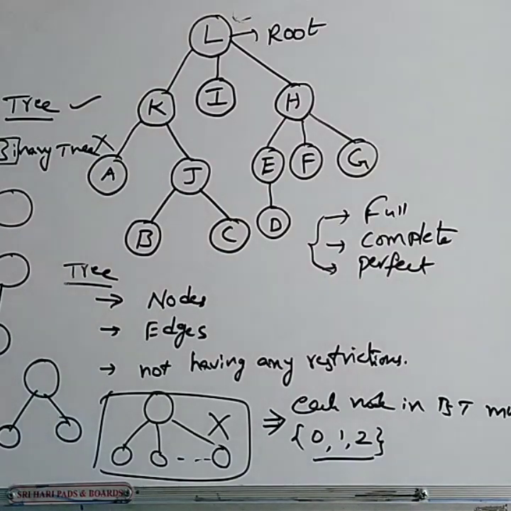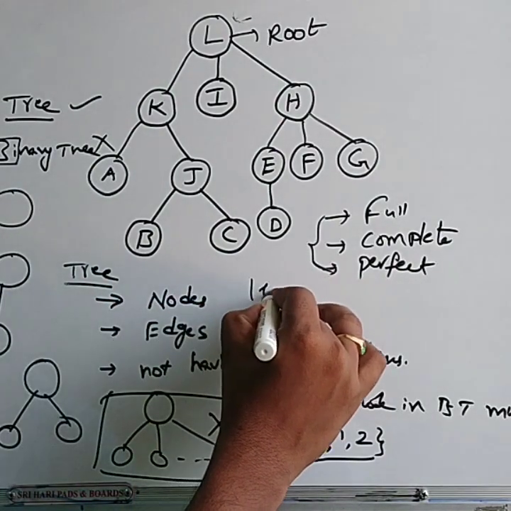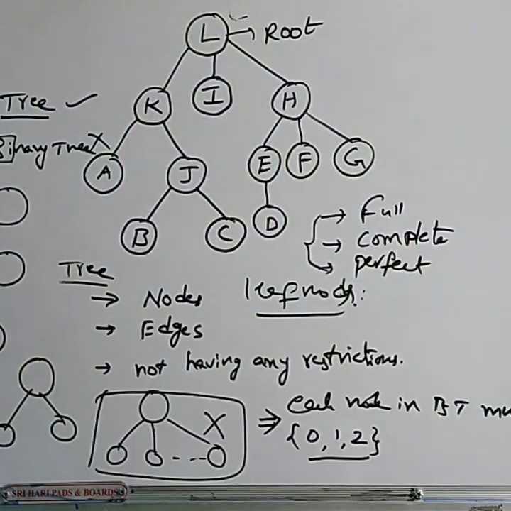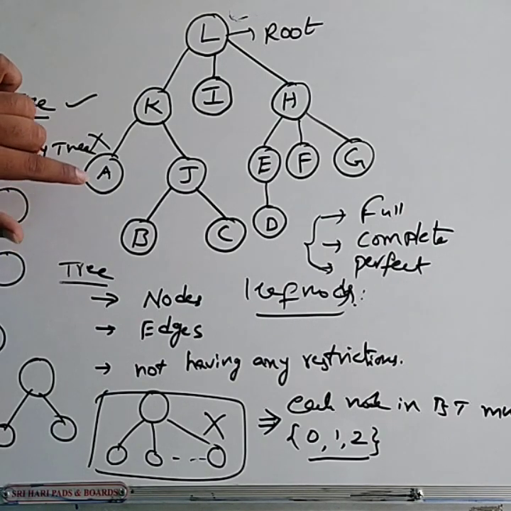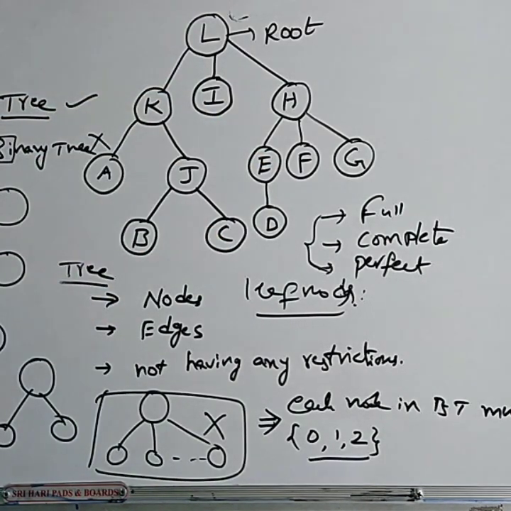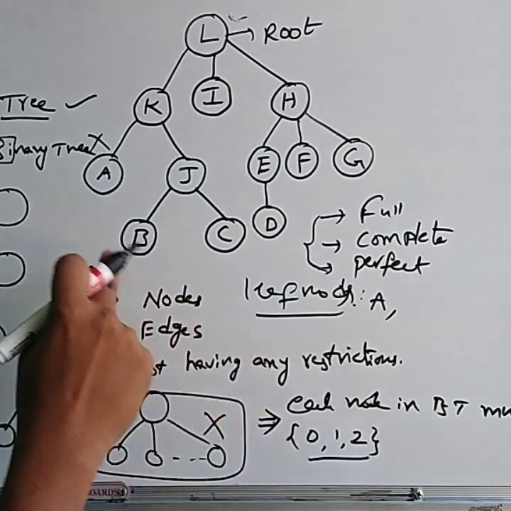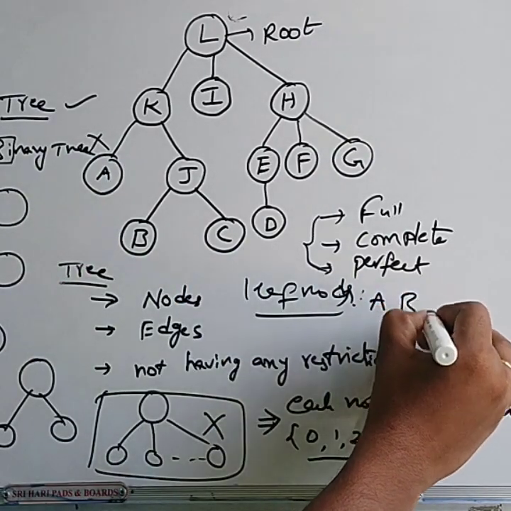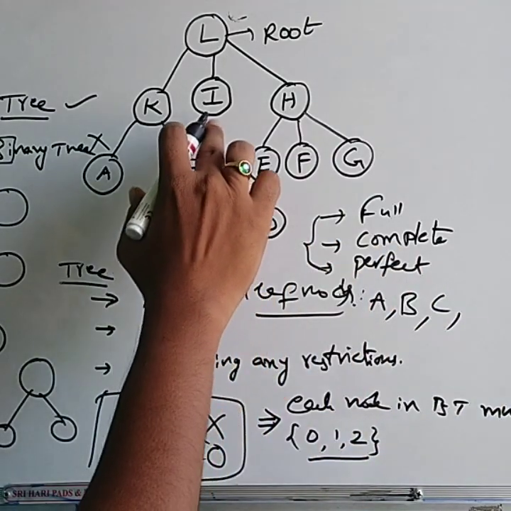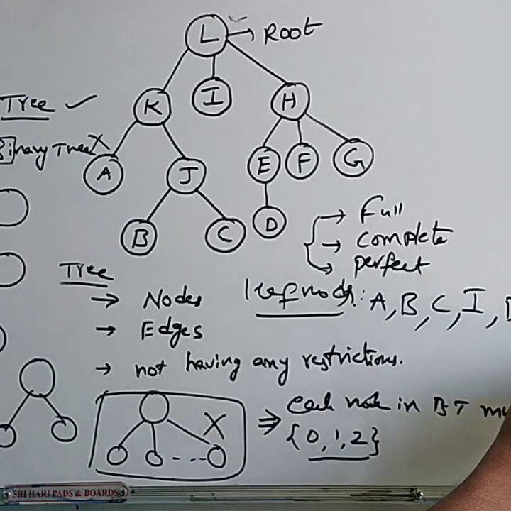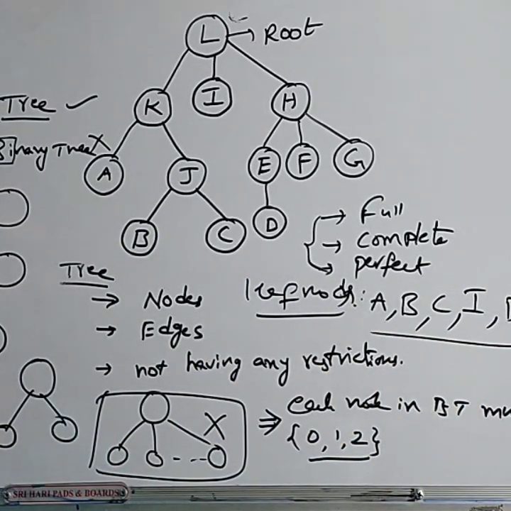Next, what is meant by leaf nodes? Leaf nodes are the nodes that don't have any children, which are the last nodes. From the figure, A is not having any children, so it is a leaf node. B has no children, it is a leaf node. C has no children, and also I, D, F and G have no children. So these are the leaf nodes.